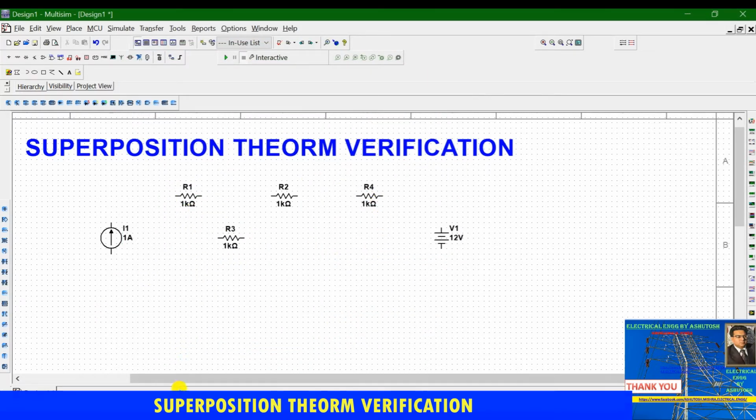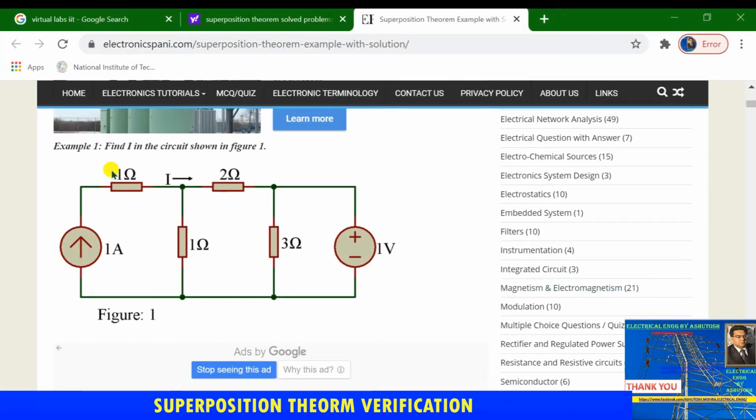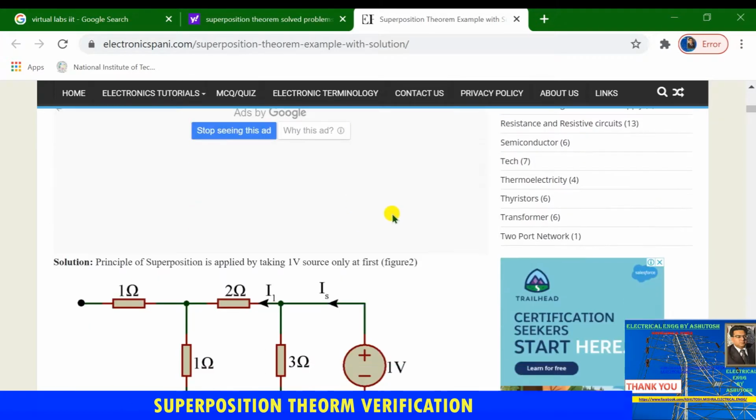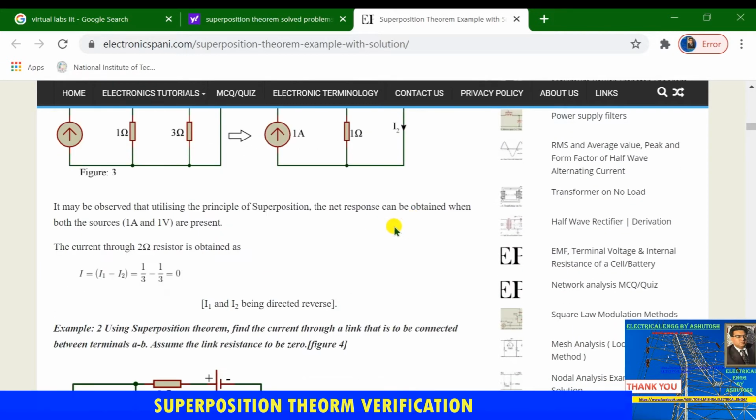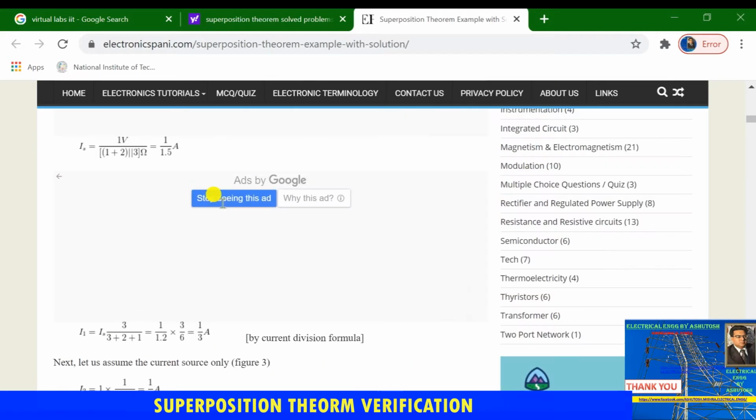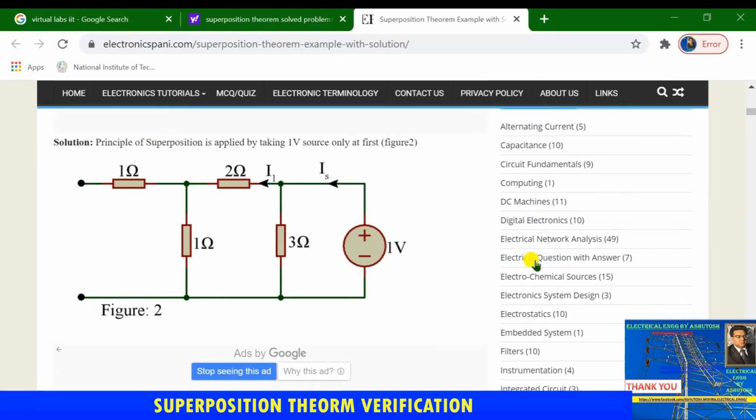Our circuit will be like this. I have taken this problem from the internet. You can see here this is the problem of superposition theorem and it is already solved here. The answer is given at last. We have to find out the superposition current, or current, in this 2 ohm resistance.